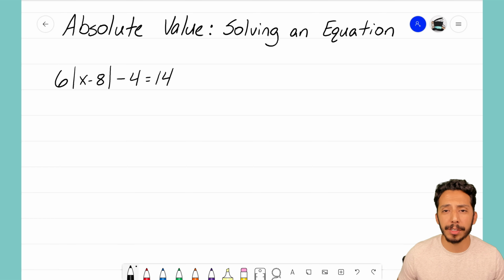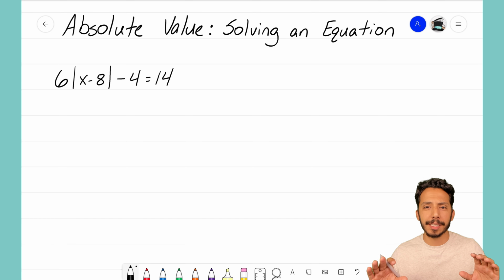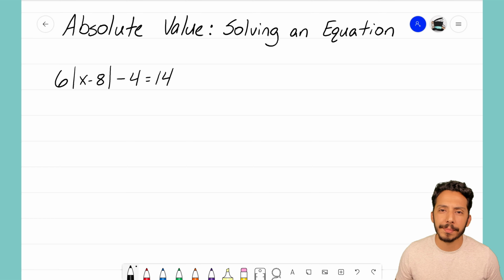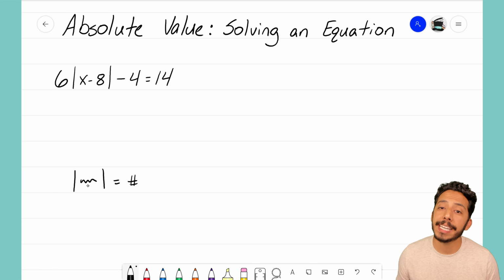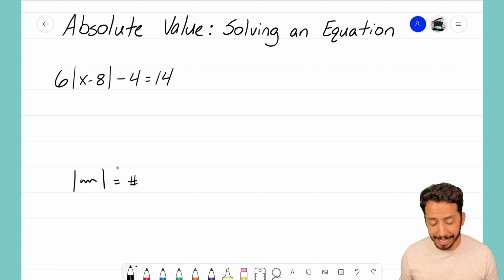Now, if you watched the previous video, you might remember that I could just remove the absolute value bars and create 2 separate equations, but I can't do that right away. I can't do that because I'm not at the point where I have some expression equal to some number and it's just the absolute value signs all by itself. That's not what I have at the moment. Notice that I have minus 4 and I'm multiplying by 6. I've got to take care of those 2 terms first.